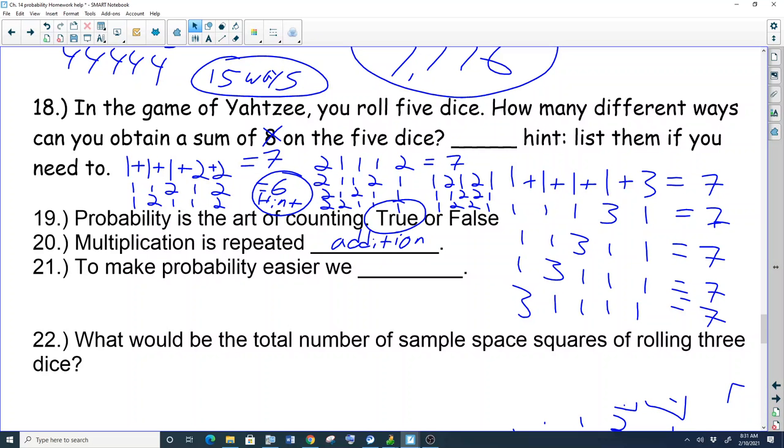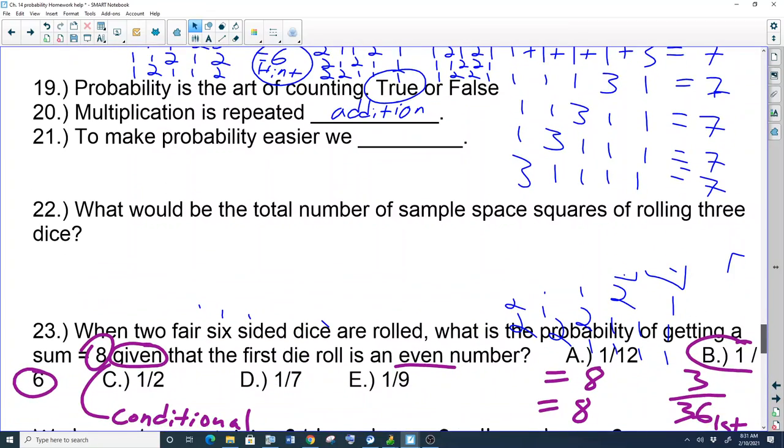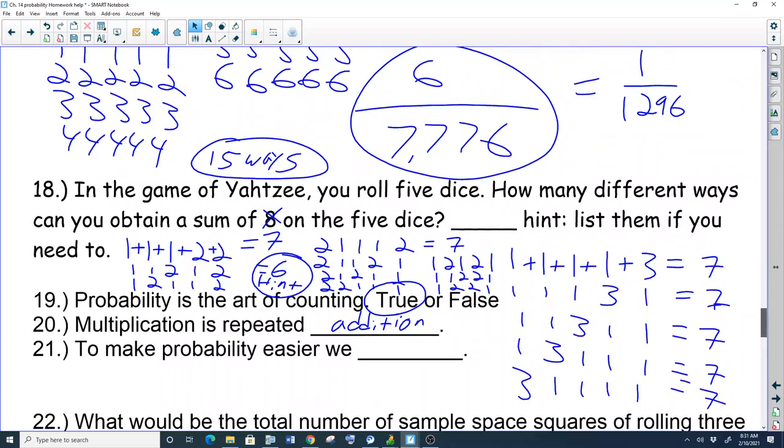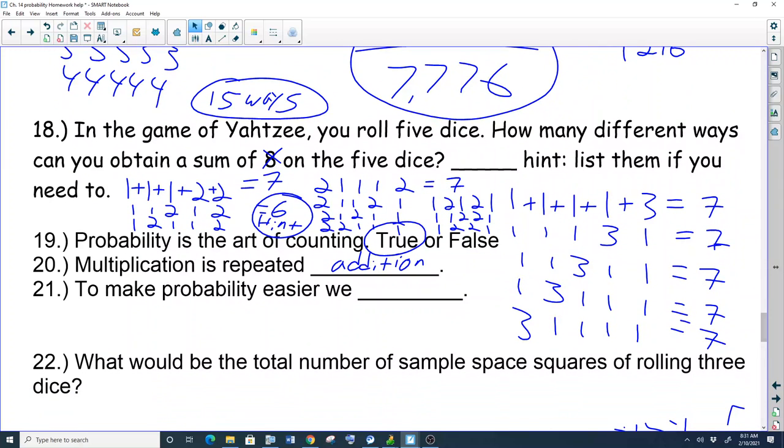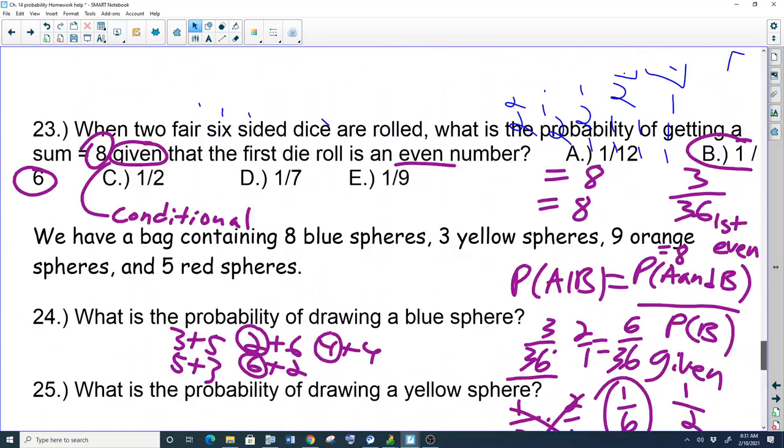Nice. Shout out to Alexis. Okay, let's see here. Okay, beautiful. Okay, so what was another one you guys got stuck on? We did 16, 17, and 18, all the way to 21. To make probability easier, we multiply. Good, Sydney. Number 25. Beautiful.